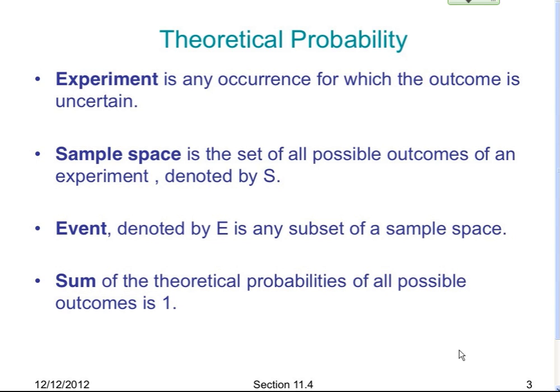A few definitions. An experiment is any occurrence for which the outcome is uncertain. Sample space is a set of all possible outcomes. An event is any subset of the sample space. This is one that you will need to know: if we add up all of the probabilities, you're going to get 1. So the probability of this and the probability of that, you add them all up, and the sum is going to be 1.